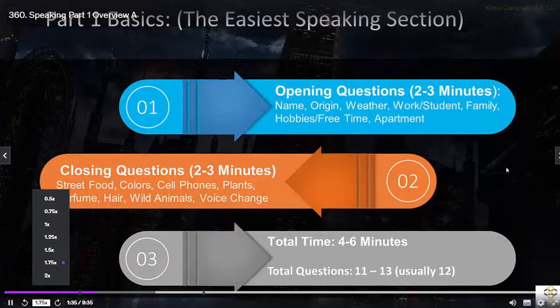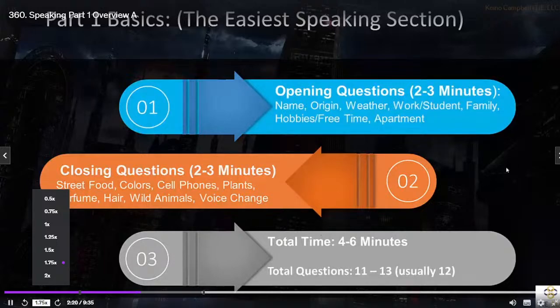Then they're going to get into some more specific topic questions that might cover colors, cell phones, plants, hair, wild animals, perfume, voice changes, reading, music, a lot more specific topics. Some of these topics might come out of left field. You might not be prepared for it. And that's on purpose. The reason why is they want to see how well you can speak spontaneously. Are you able to get a topic that you haven't really thought of or considered? And can you really speak spontaneously and show a lot of fluency, coherence, great grammar, and vocabulary?